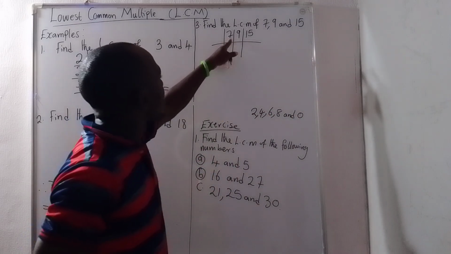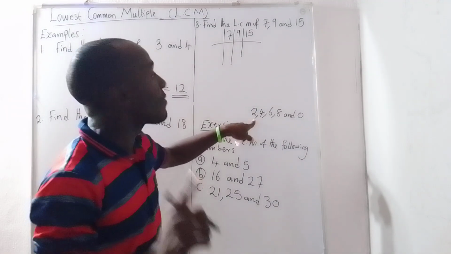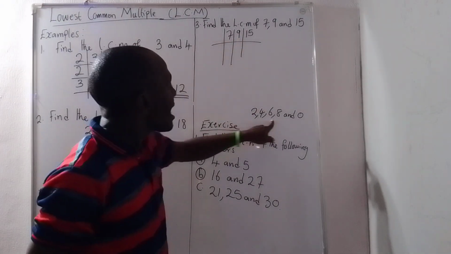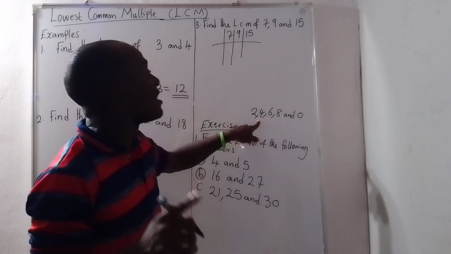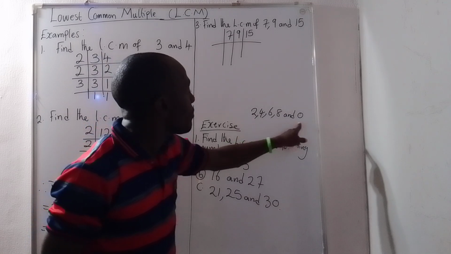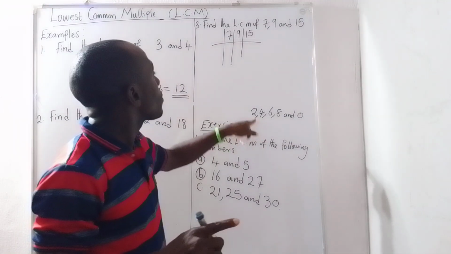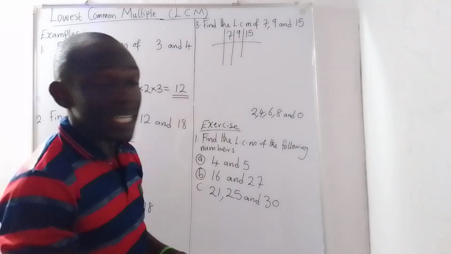So looking at 7, 7 is not among any of these numbers, so 2 cannot divide 7. What about 9? Is 9 among any of these numbers? No. So 2 cannot divide 9. What about 15? The last digit is 5. Is 5 among any of these numbers? No. So 2 cannot divide 15. We go over to the next serial number, which is 3.